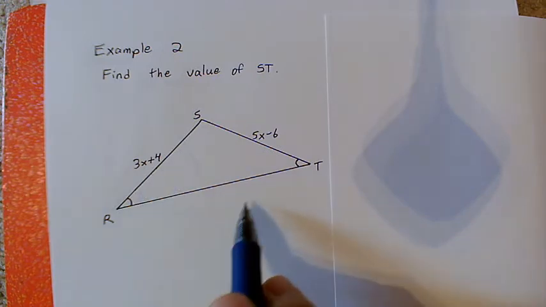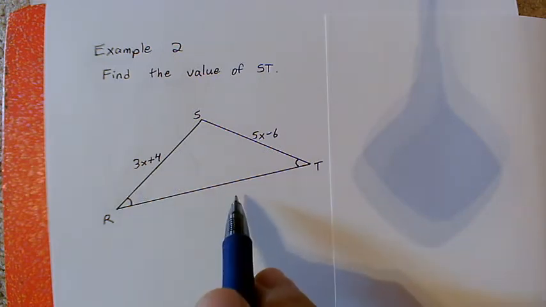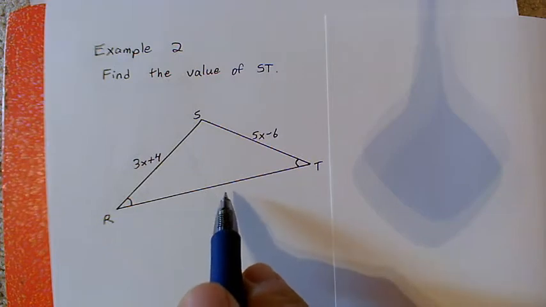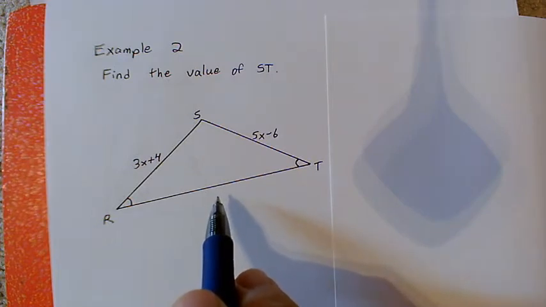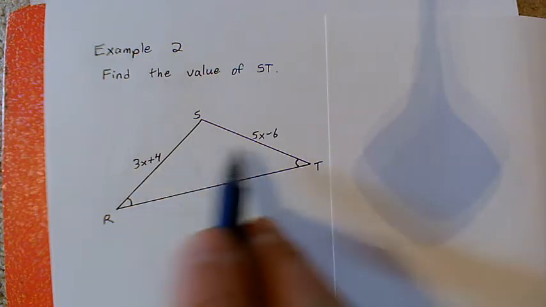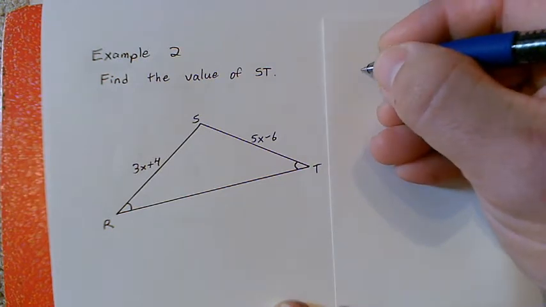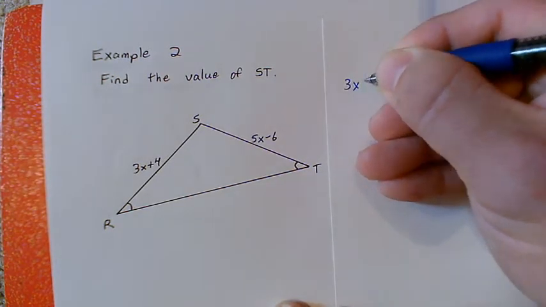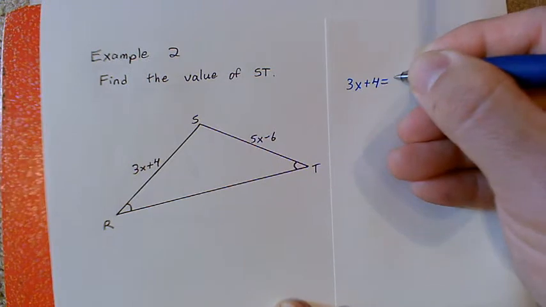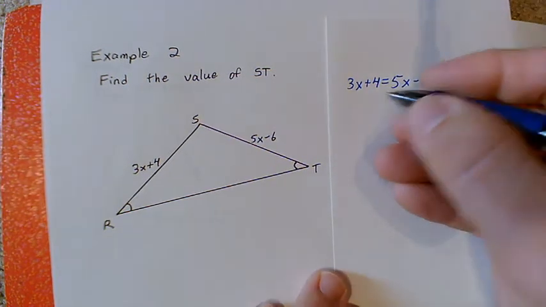Sometimes they would also have an expression written out on RT, maybe something like 15x plus 7. But that would be just something that you would want to ignore, since the base doesn't have to be equal to the two legs. So these two do equal each other. I'm going to write down really quick that 3x plus 4 does equal 5x minus 6. And now I'm going to solve this equation.